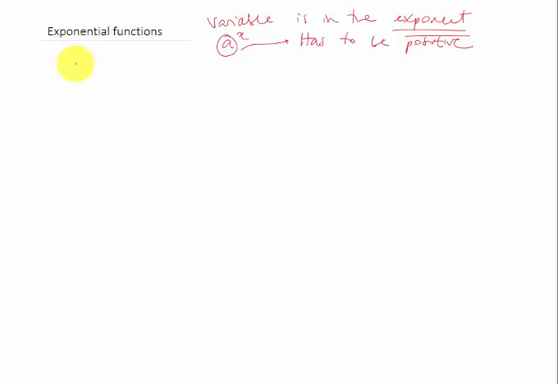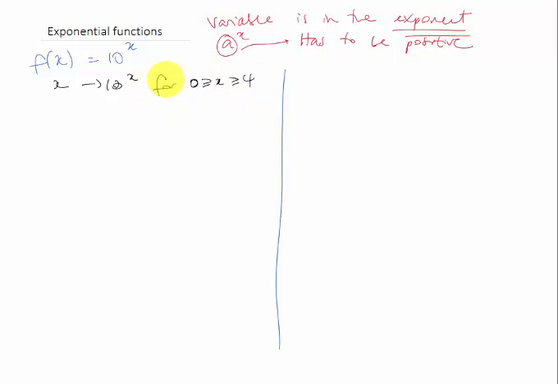So for example, shall we consider the function 10 to the power x? So that means that for every x I have to raise 10 to that number, and shall we say, let's just look at it now for numbers between 0 and 4. So this is the domain of the function here.